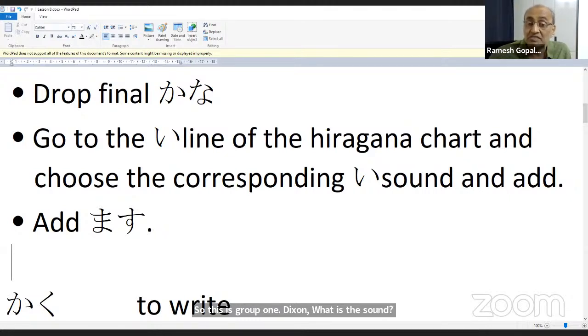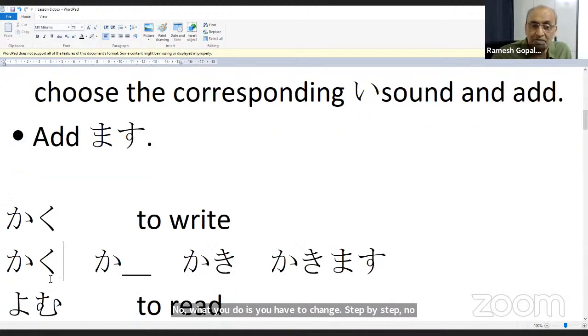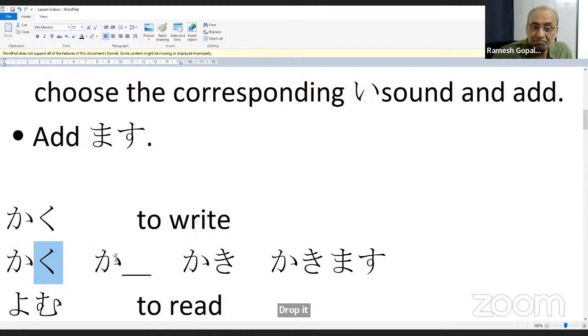So kaku means to write. What is the meaning? To write. Now what you do is, you have to change step by step, step after step. What you got to do is drop the final kana. The final kana is ku. Drop it. You're left with ka.